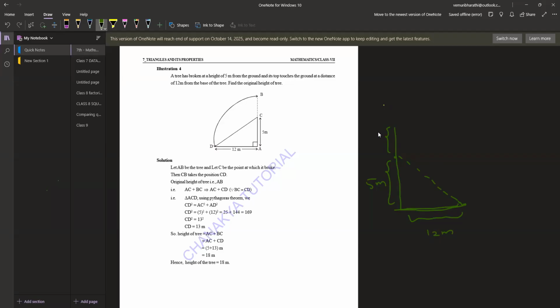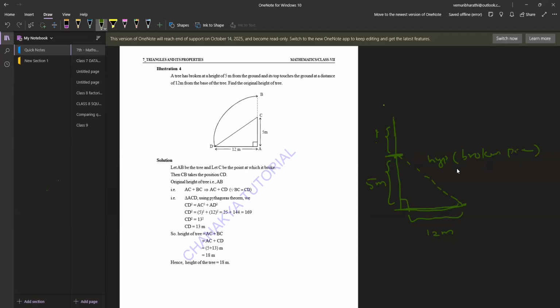What is the original height of the tree? We don't know. We only know that some part is broken and touches the ground. It's a right angle triangle. This hypotenuse is nothing but what? The hypotenuse is the length of the broken piece of the tree. Yes or no? Yes, ma'am, because from here it is cut and falls down, forming a right angle triangle. This is the broken piece of the tree.